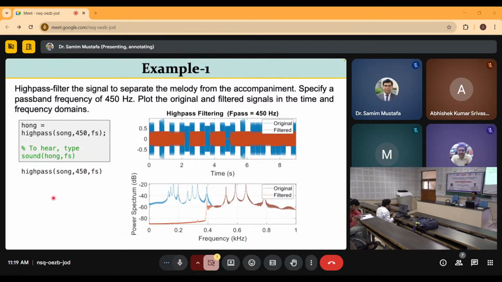In this case, I want to eliminate another melody from this song with a passband frequency of 450 Hz. Okay. So whatever melody is below 450 Hz, as you can see over here, has been eliminated from the filtered signal. Okay. So if you now hear the song, you will see there is a distinct difference between the previous melody and the filtered melody. Is not it?